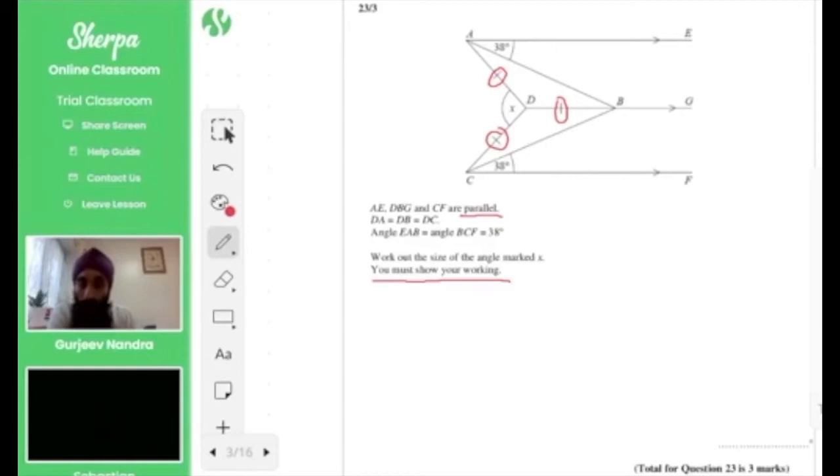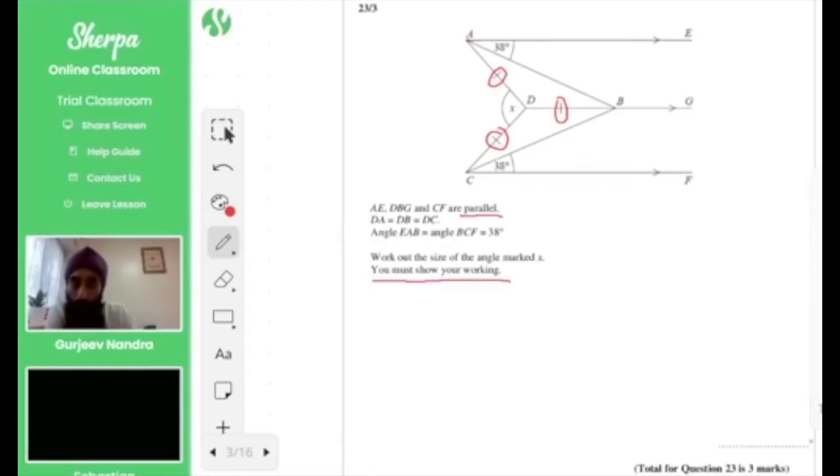And then angle EAB and BCF is 38 degrees. So make sure any information is on the diagram as well. It's always good exam technique. Work out the size of the angle marked X. So sometimes we see students rush to work that out in one step. Often is not the case when there's more than 1 mark available for the question. So we may need to work out other angles before we get to the angle X.